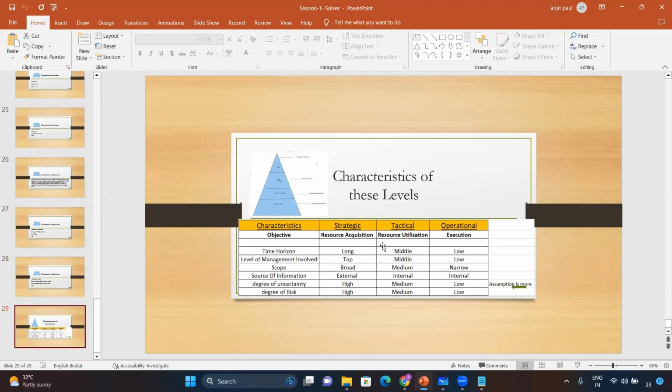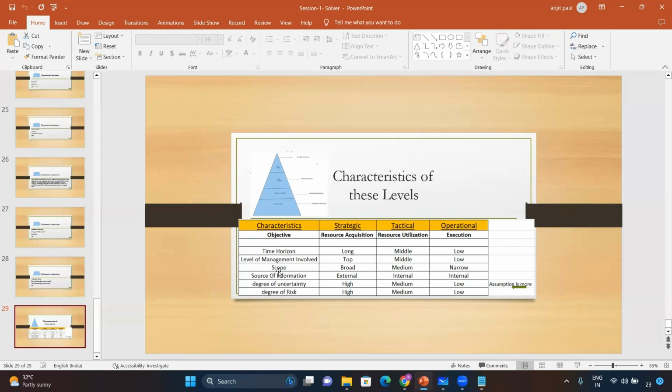Okay. So if we do a summary of whatever we have discussed as of now, we can conclude the characteristics of these levels. First of all, what is the objective? Under strategic, the objective is resource acquisition. Under tactical, the objective is resource utilization. Under operational, the objective is execution. If we discuss the time horizon, then for strategic, obviously the time horizon is long. For tactical, that is medium. For operational, that is low.